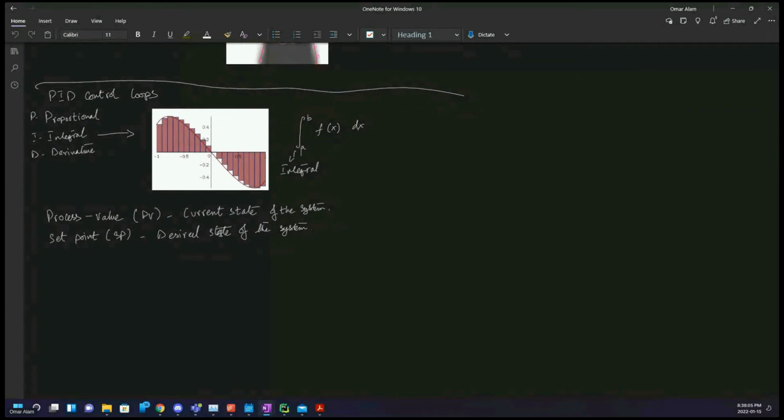Cool. So like I said, this would be the temperature you would want your room to be at. So if your room is at 18 degrees right now, which would be your process value, and you want to set it to 22, 22 would be your set point.